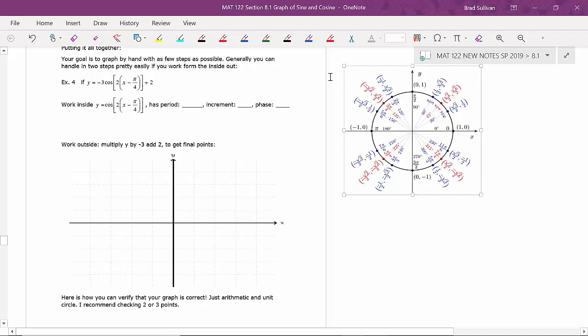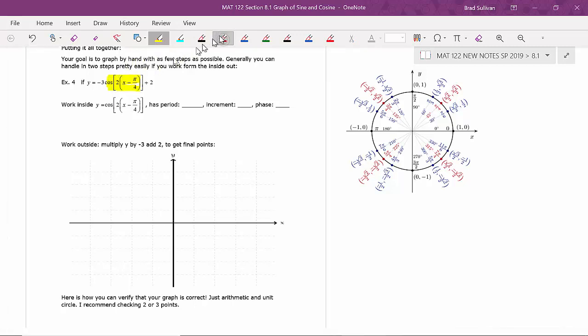Okay, so we want to do this in as few steps as possible. So first of all, it's a cosine, so the first thing we're going to do, I'm not even going to graph the cosine. What I'm going to do is have you work inside out. What I mean by that is you can learn to do these problems in 2 steps pretty easily. That's the inside part, and that's the part that affects the x's. Okay, so we're just going to focus on that part right now. All right, and get that done.